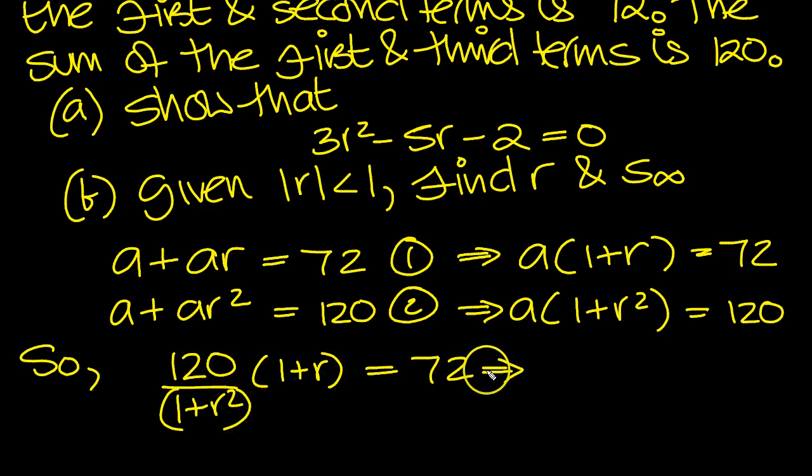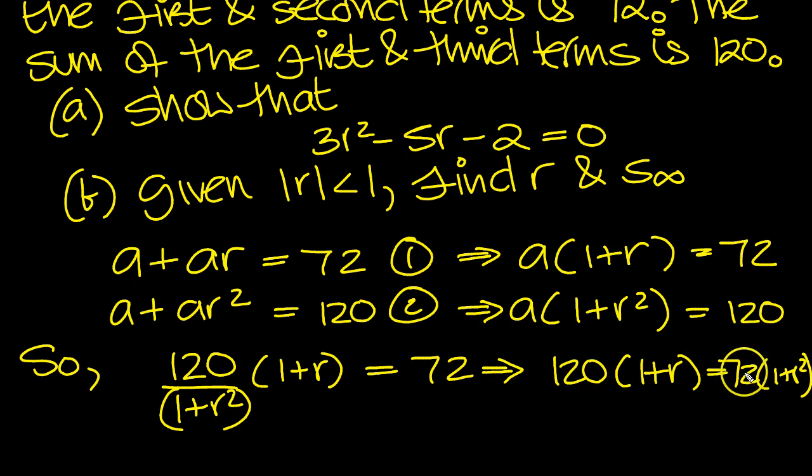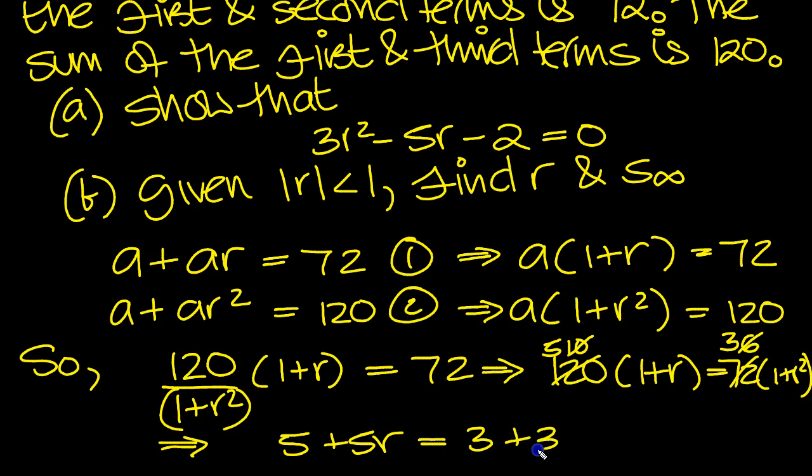I'm going to leave it as is, move this up there. So 120, 1 plus R, is equal to 72, and move this term from divide over to times 1 plus R squared. So 72 divided by 12 I get 6, and 120 divided by 12 I get 10, and now we can divide by another 2. That's 5, and this is 3. So we end up with 5 ones is 5 plus 5R is equal to 3 ones are 3 plus 3R squared.